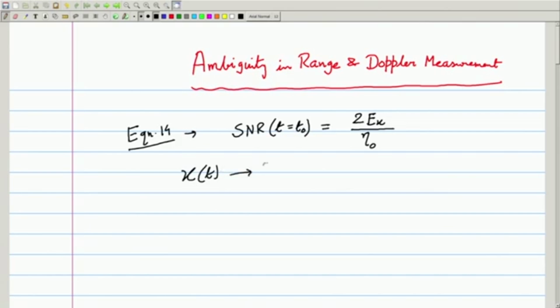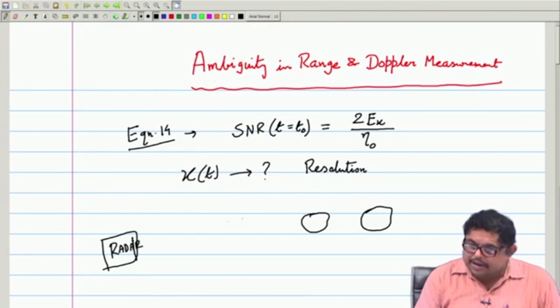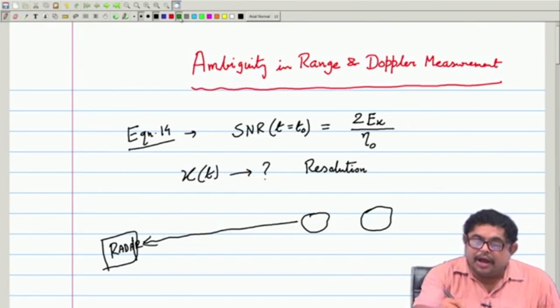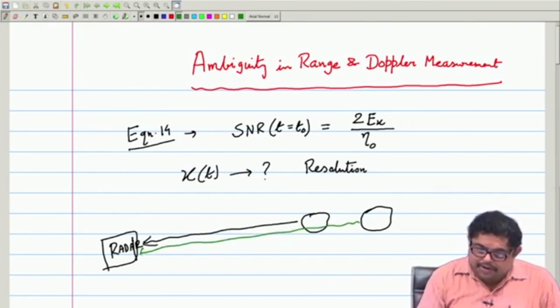That is actually chosen according to the resolution concept. So, what is the concept of resolution? Resolution means that if we have two targets, suppose this target and this target, and this is the radar. The radar is getting an echo from this as well as an echo from this.